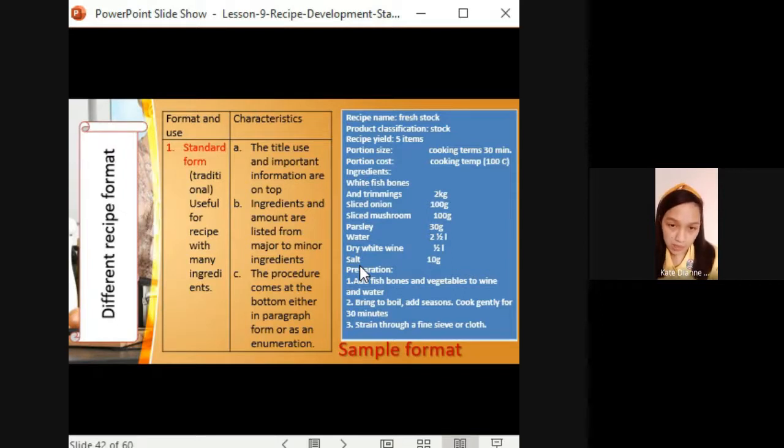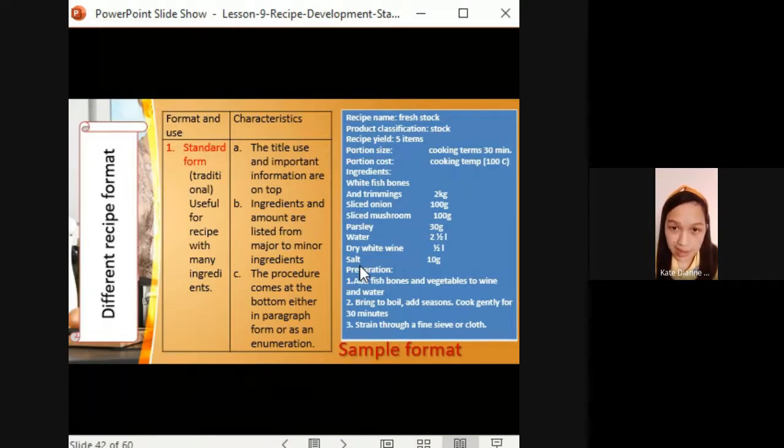So, letter C, the procedure comes at the bottom either in paragraph form or as an enumeration. So, kung mapapansin nyo dito sa standard form, nasa taas yung important information followed by the ingredients. Lastly, the preparation. So, by number siya. So, ayan, makikita nyo dyan sa number 1, add fish and bones, ganyan-ganyan, etc. Then, sunod-sunod na siya. Ayan yung ating standard form. So, tandaan natin yan kasi may 3 tayong forms. Okay na? Okay, next forms tayo.